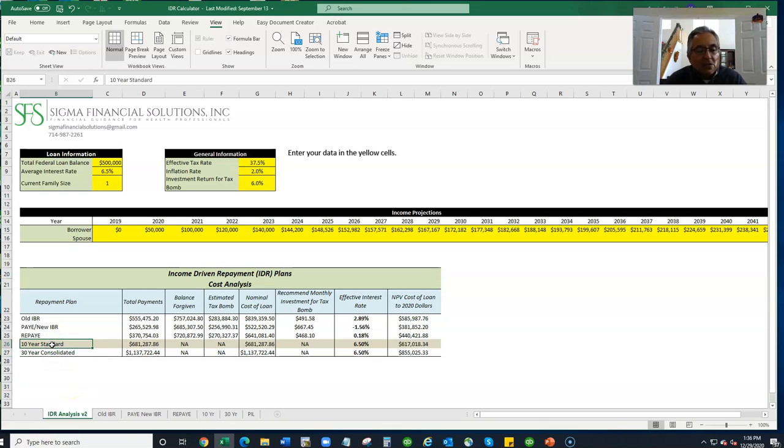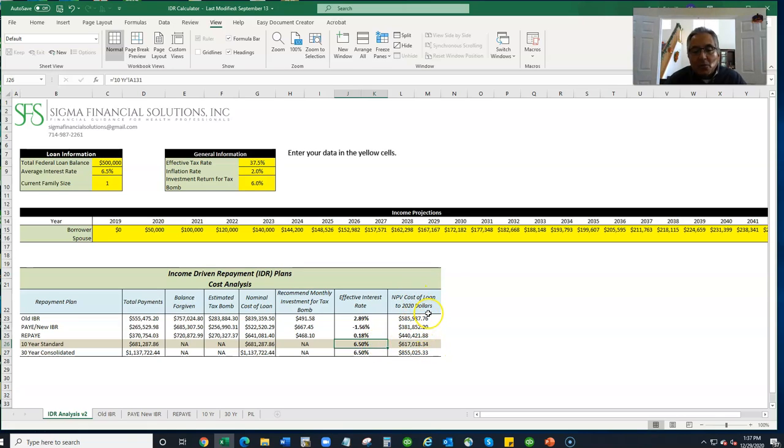So again, unless you tell the loan servicer otherwise, you automatically get placed into a 10-year standard. At this outstanding balance, at this interest rate, over the life of 10 years, 120 payments, you would have paid a total of $681,000. Because it's fully amortized, the loan is paid off in full at the end of 10 years. There's no balance forgiven. As a result, there's no tax bomb to be concerned with. But again, your nominal cost of loan is $681,000. The effective interest rate is 6.5% because there is no forgiveness.